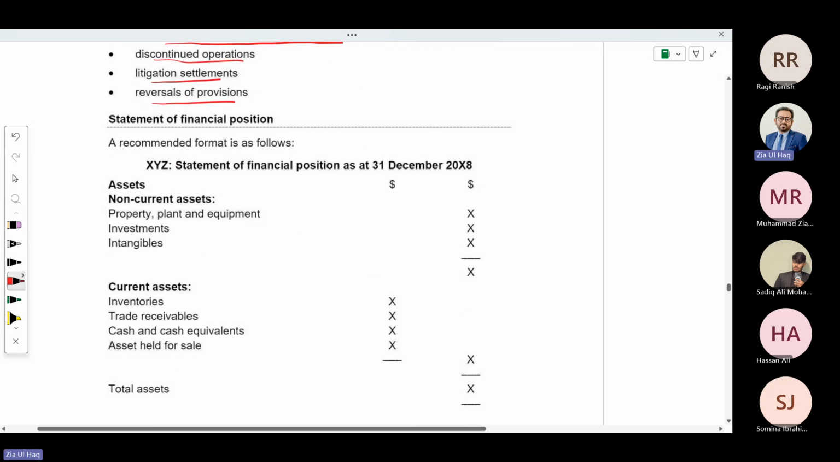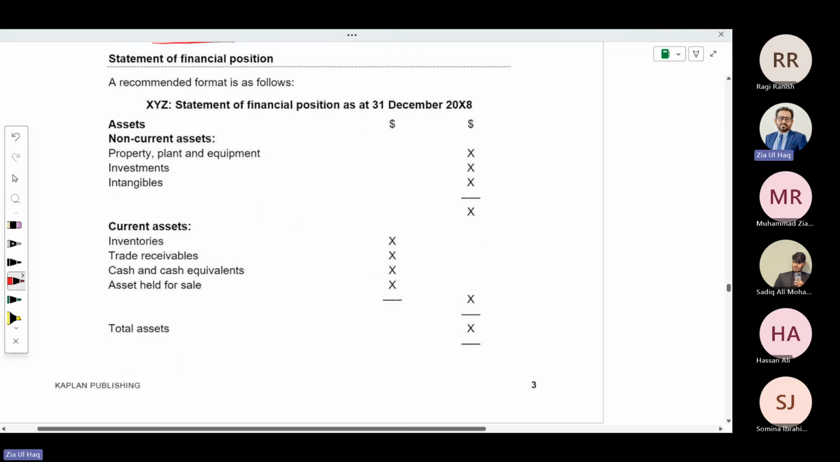So let's revise how to prepare the statement of financial position. First we need to put a heading, statement of financial position, for the year ended or as on that date, 31st December year end. And before the statement of financial position heading, we need to put the company name.